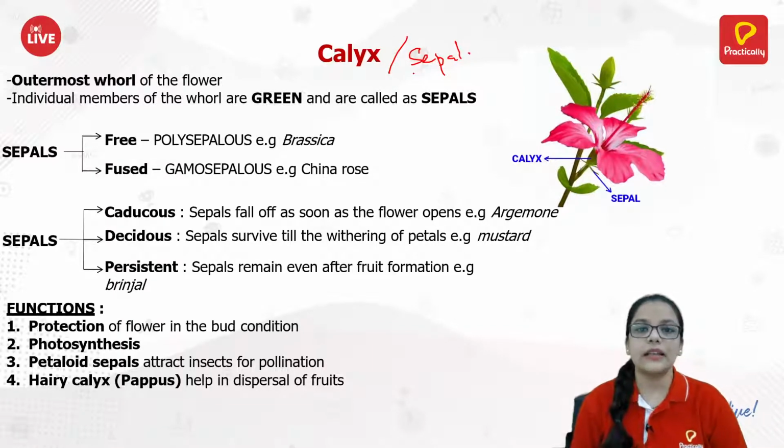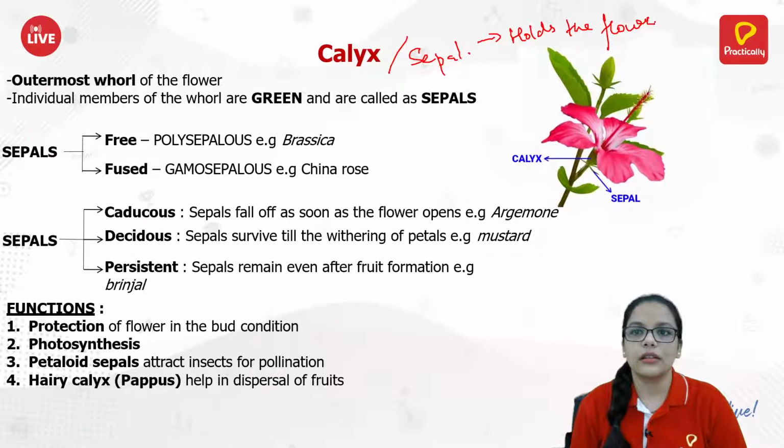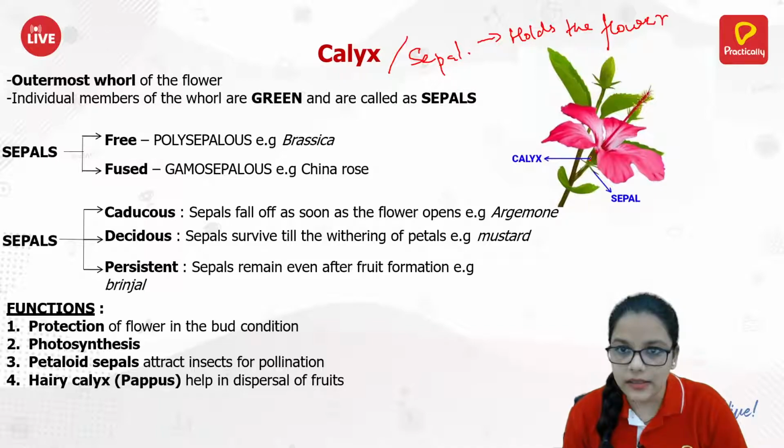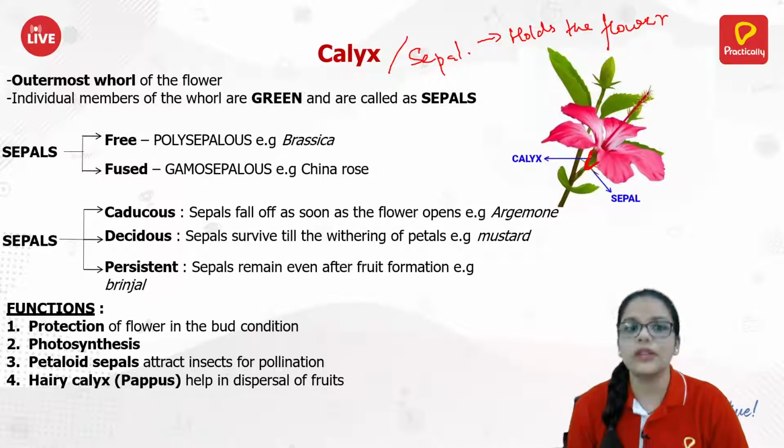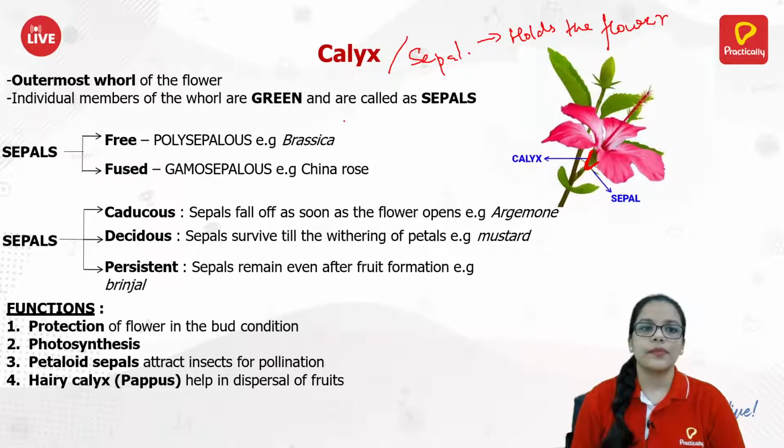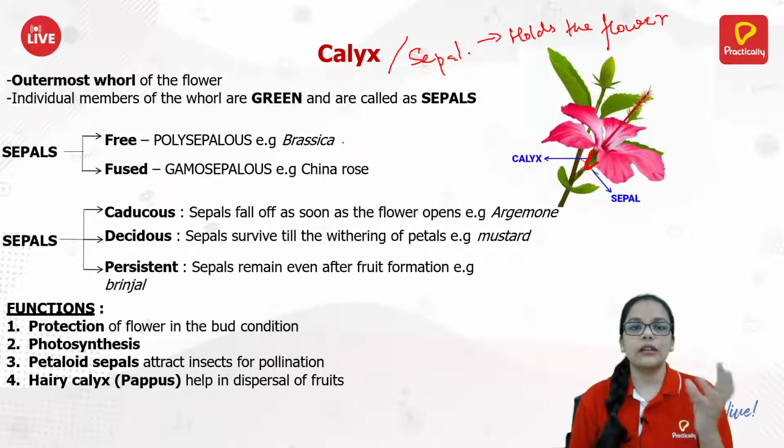Basically, the outermost part which is holding the flower. This holds the flower. That is the calyx. Here you can see this is a China rose. Here you can see this is holding the whole flower. That is a calyx. Now it can be free. It can be like this.